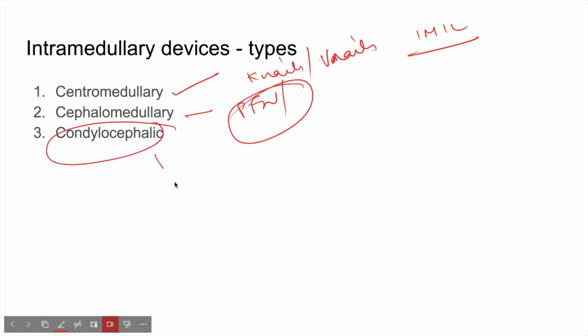Then you have the condylocephalic nail, which passes through the condyles, for example the Ender's nails, Ten's nails. These are examples where multiple nails are passed from the condyle into the medullary canal, and these are called the condylocephalic nails, right?